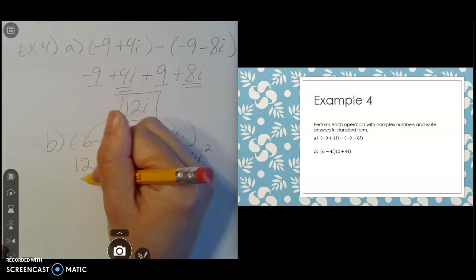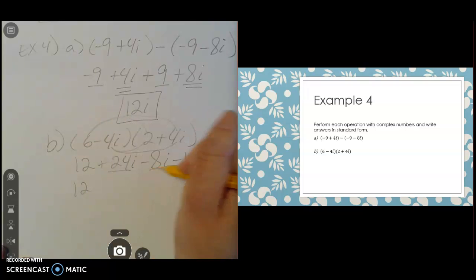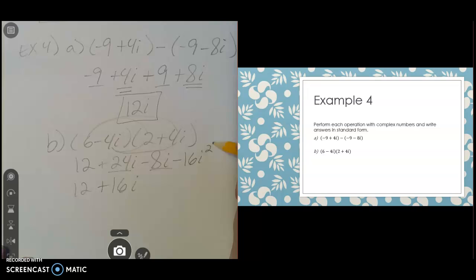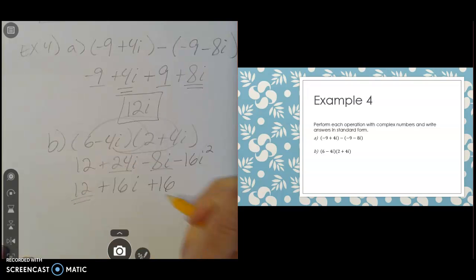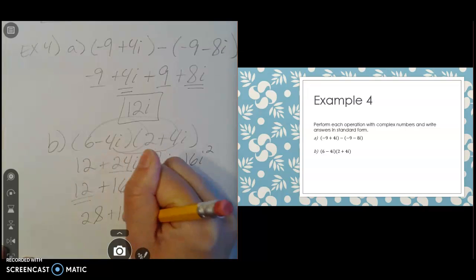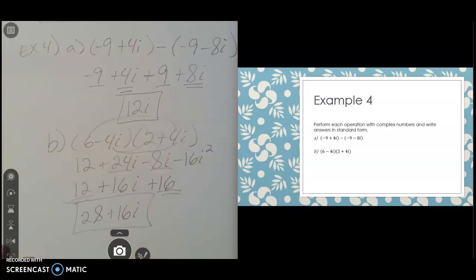From here, we've got a 12. We can add some like terms here. 24i minus 8i would be a +16i. We also can remember that i squared is the same thing as -1. So -1 times -16 would be a +16. Then we've got some more like terms. We've got a 12 and a 16, which we can add together. 12 plus 16 is 28, and we still have a +16i. So there would be your answer on part B.